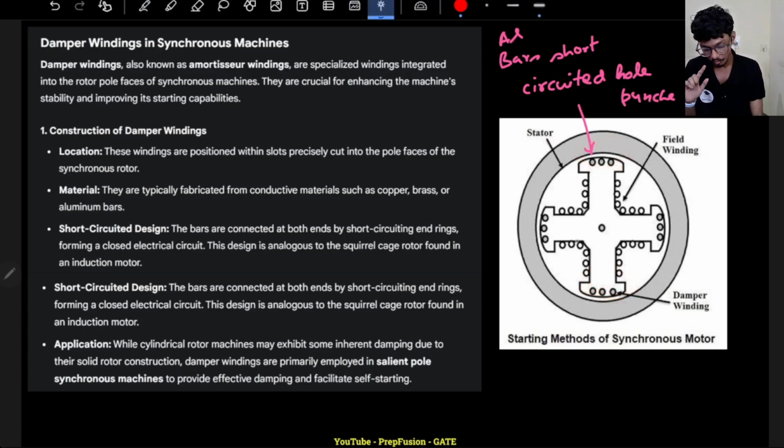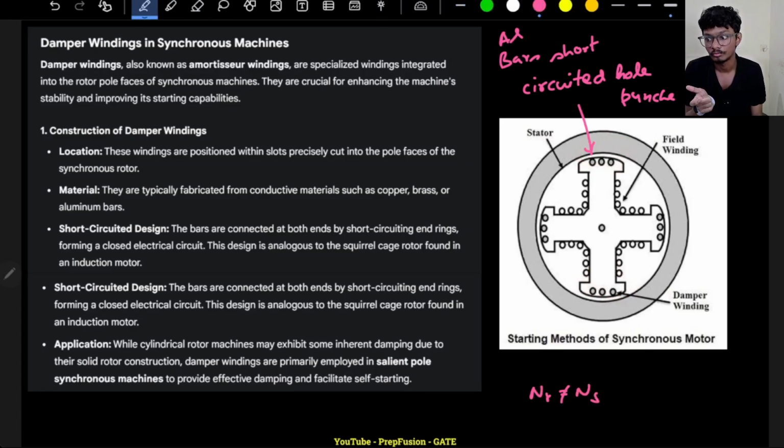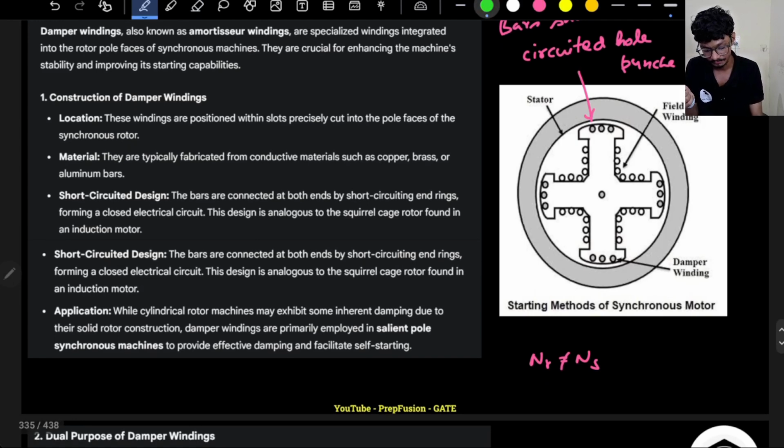So what happens when there is oscillation? Whenever there is oscillation, that is NR is not equal to NS. Whenever NR is not equal to NS, there will be a bit of relative speed, and it is just like an induction motor. In an induction motor, if there is relative speed between the stator flux and the rotor flux, the flux will cut the rotor bars.